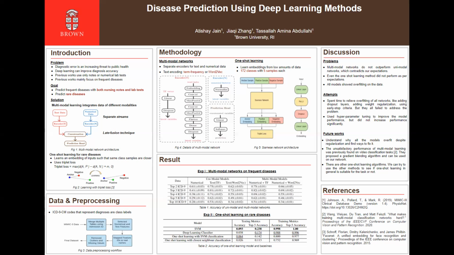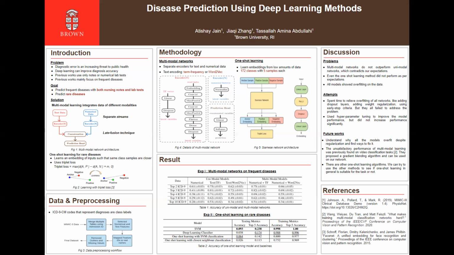So details of the multimodal networks are shown in figure 4. We have an encoder for text and another encoder for numerical values. For the text encoder, we provide two options for text encoding. First, using term frequency vector and fully connected layers. And second, we can instead use the word2vec method based on one-dimensional convolutional layers. We have tried all of them in experiments. The results will be presented later.